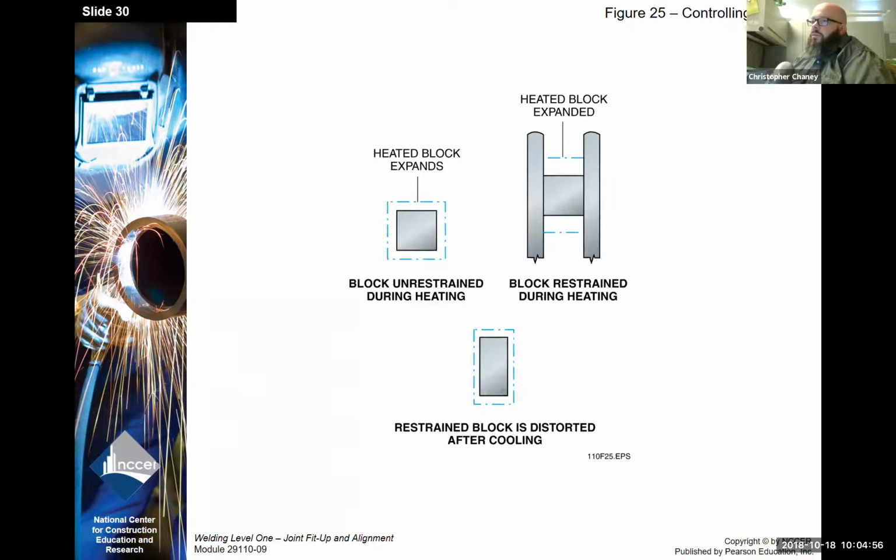So like on a square frame, you would weld opposite corners. You wouldn't start in one corner and just go around clockwise to every corner. You would bounce around.